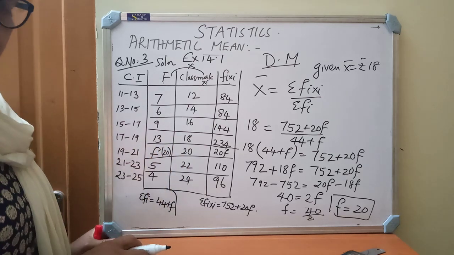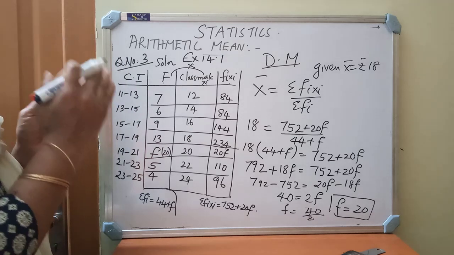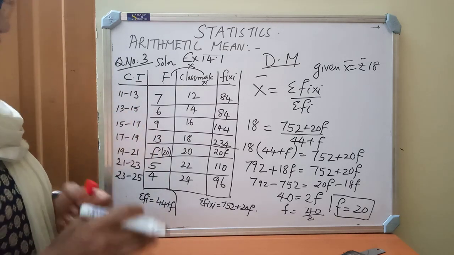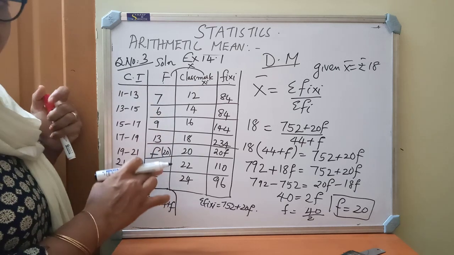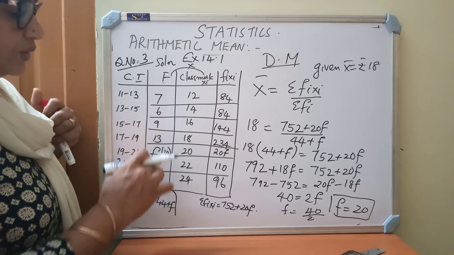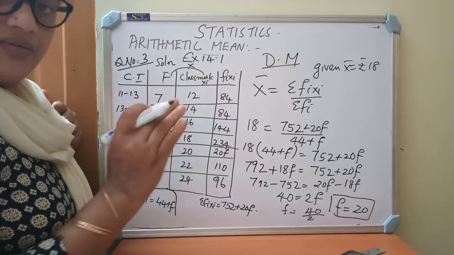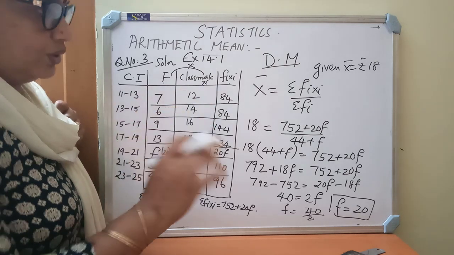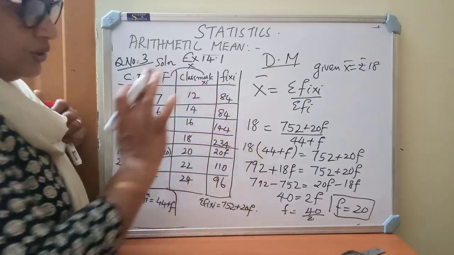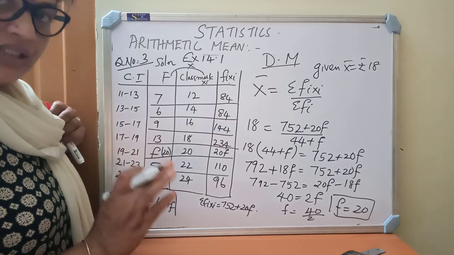Understood clearly, children? They will give class interval and frequency and ask you to find the arithmetic mean. Otherwise, they will give one of the frequencies as absent; instead of that, they will write a variable and ask you to find it. In those cases, they will give the arithmetic mean to you, and only then can we substitute those values. So, understood both the different kinds of questions?